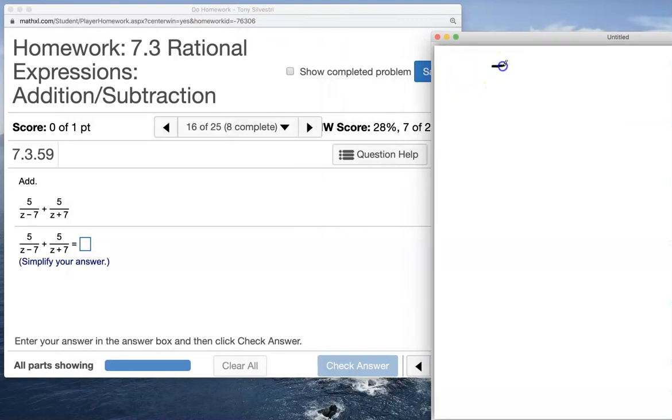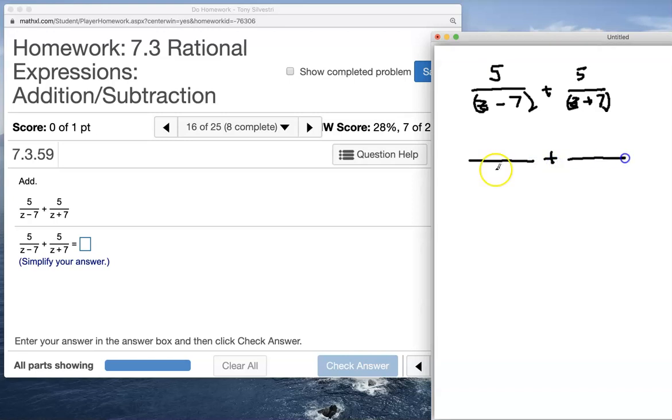Okay, here's our fractions. This is z minus 7 plus 5 over z plus 7. Now this is a bundle, and that's a bundle. Factor your denominators. They're not the same denominator, so you can't do this multiplication or just addition. You can't do that. So I got to find the common denominator.